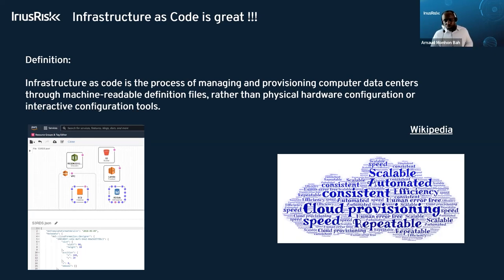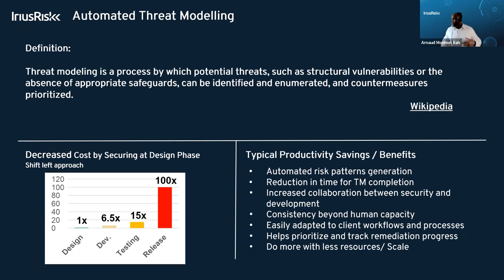The next topic that I'm going to talk about, and it is something that I talk about on a daily basis because this is what we have as a product, is threat modeling and how we do threat modeling. So I'm going to jump to the next slide. And again, we're going to have a look at a definition, and probably I will explain a little bit more about what we do in this kind of exercise. So threat modeling, again, is a process in which we're trying to find out potential threats such as structural vulnerabilities and the absence of appropriate safeguards. They can be identified, they can be enumerated, and the countermeasures can be prioritized. So typically in this exercise, we try to anticipate some of the threats at design phase.